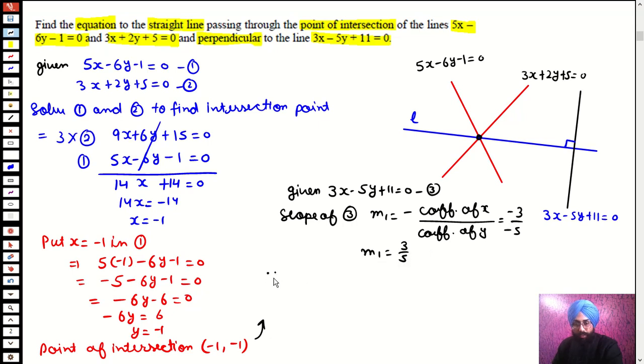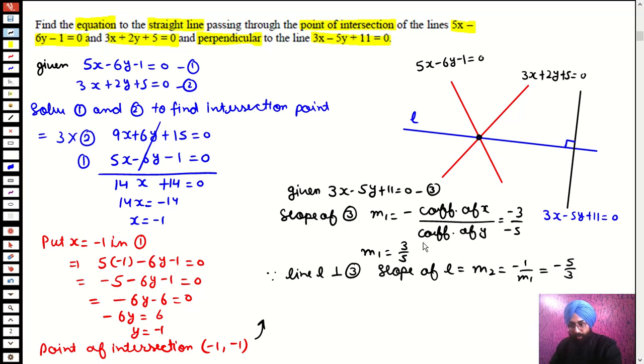Now, because line L is perpendicular to line 3, the slope of L, m2, will be the negative reciprocal of this slope. So it becomes -5/3. The negative sign goes with the reciprocal of this, sorry. So now we write the equation here.